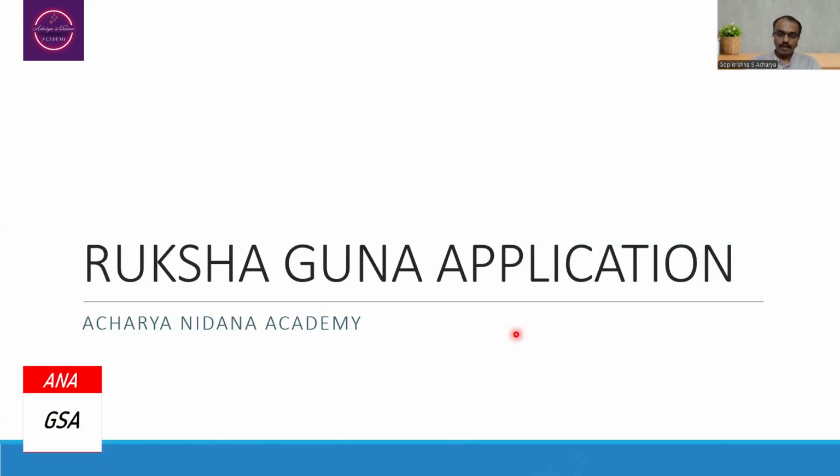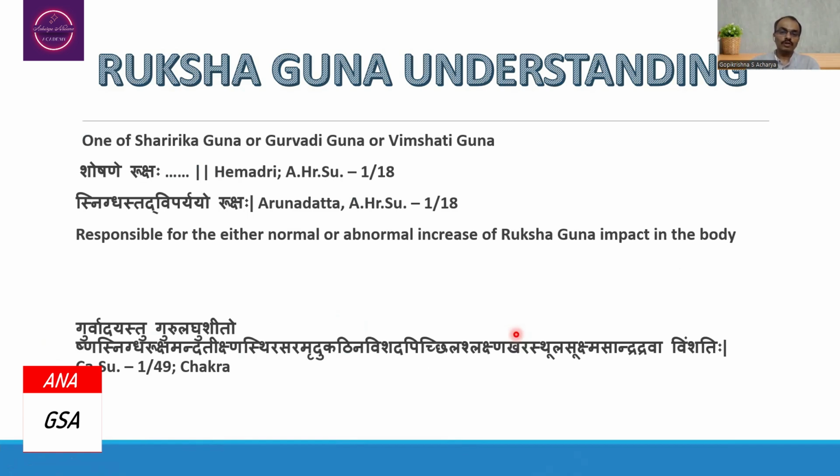When you say Ruksha Guna, it is considered one of the important gunas of Vata Dosha. It is one of the Sharirika Gunas, which are 20 in number. They are also termed Guruvadi Guna because the list starts with Guru, Laghu, etc. It is also termed Dvandva Guna because they have exactly opposite qualities. For example, Guru Laghu, Shita Ushna, Snigdha Ruksha, etc.